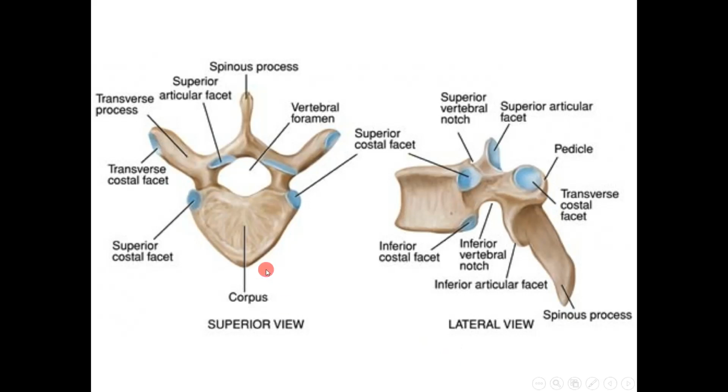Here is another picture showing all these. This is the body. This is the vertebral foramen through which the spinal cord passes, and of course all these facets are for articulation between the vertebra above and the vertebra below. And this is of course the spine, or the spinal process, of the vertebra.